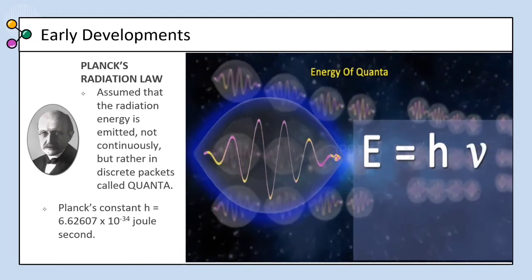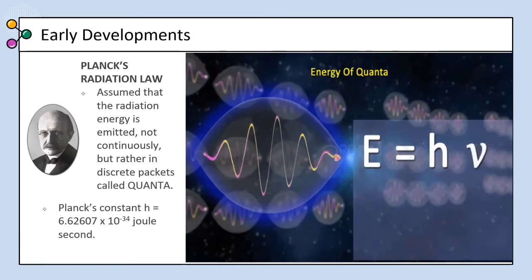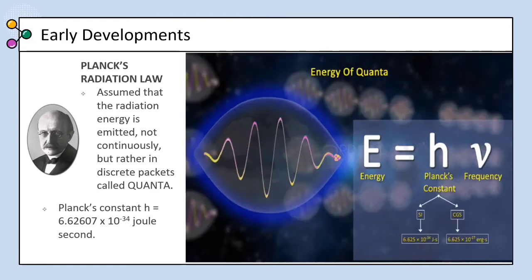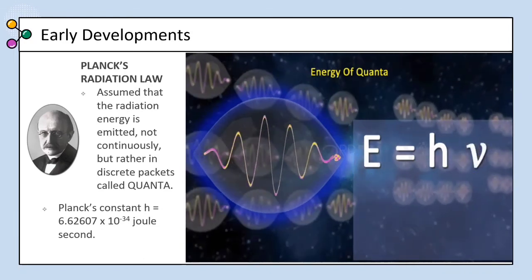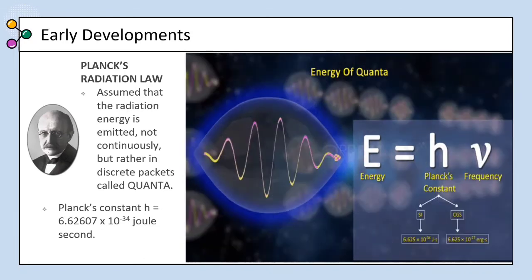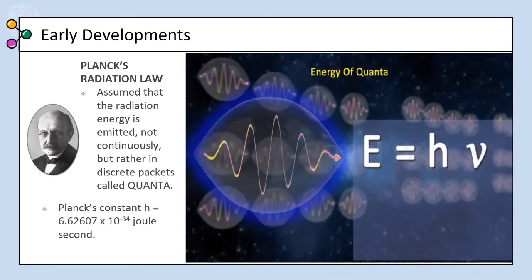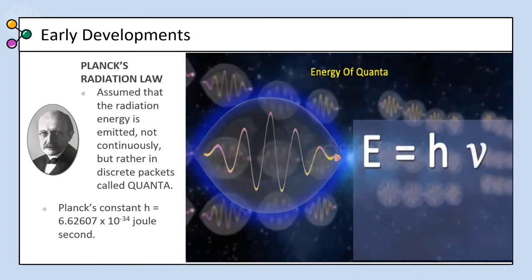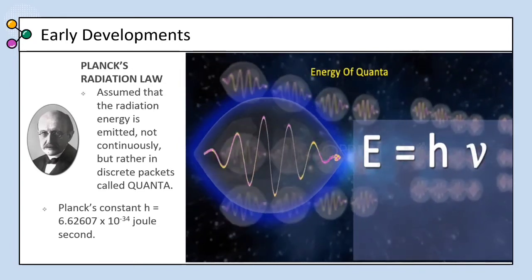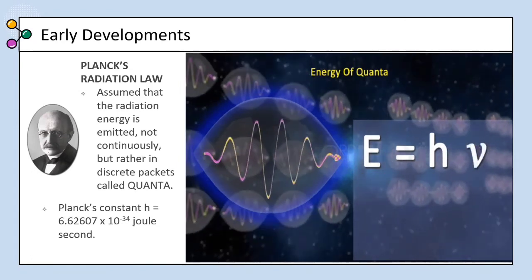Attempts to calculate the energy distribution of the radiation from a black body using classical ideas were unsuccessful, until Max Planck made a bold suggestion. He assumed that the radiation energy is emitted, not continuously, but rather in discrete pockets called quanta. The energy of the quantum is related to the frequency by a quantity now known as Planck's constant.